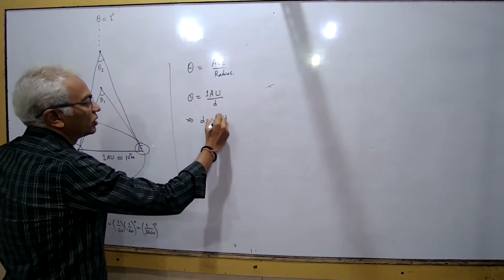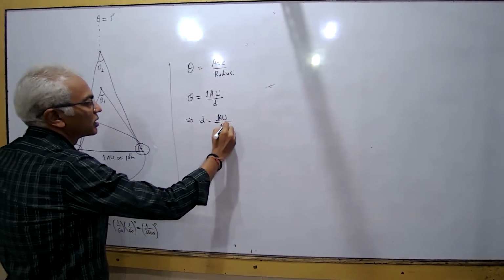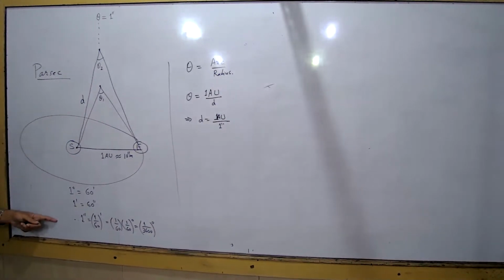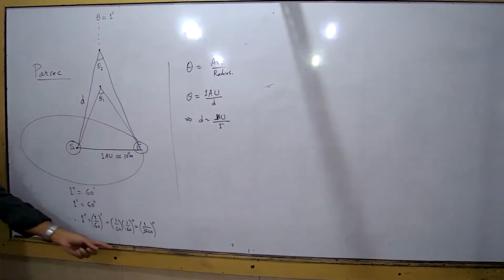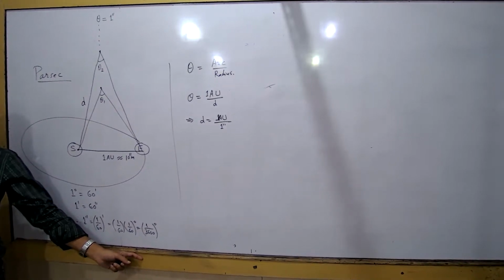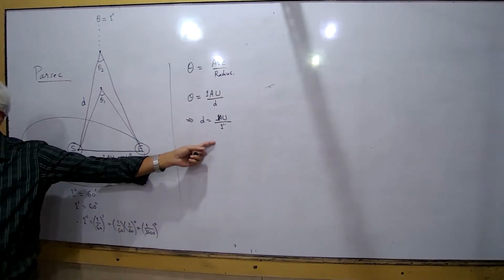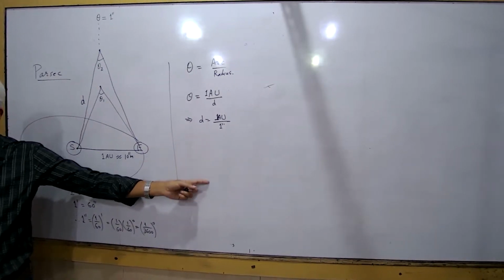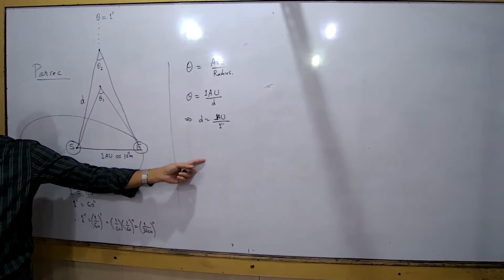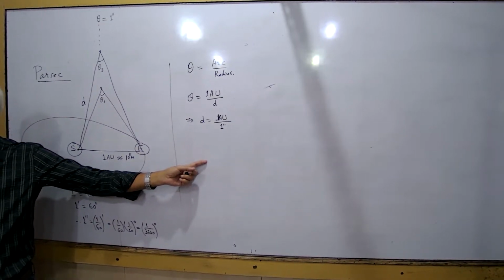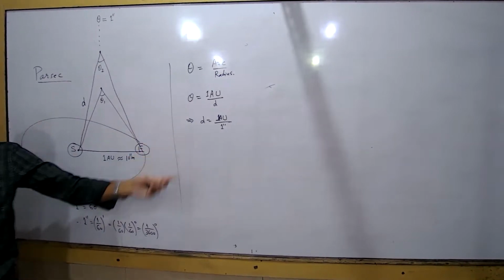1 astronomical unit divided by theta. Theta is 1 second. Okay. And then you have to convert this into radian. You get it? Degree has to be converted into radian. 1 minute is 1 by 3600 degree. And how much is a degree in terms of radian? Pi by 180. Okay? So when you do all that conversion, right?